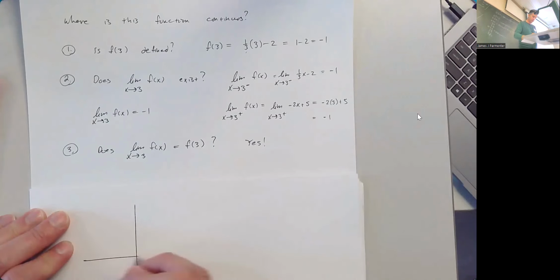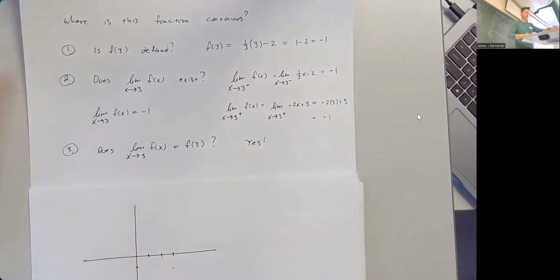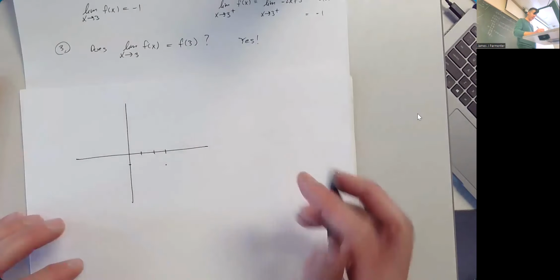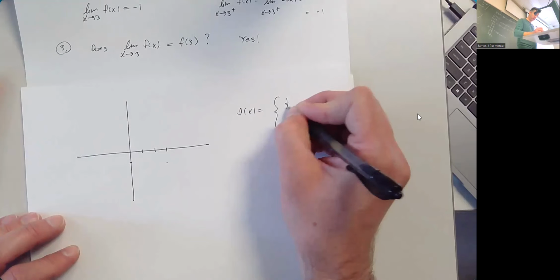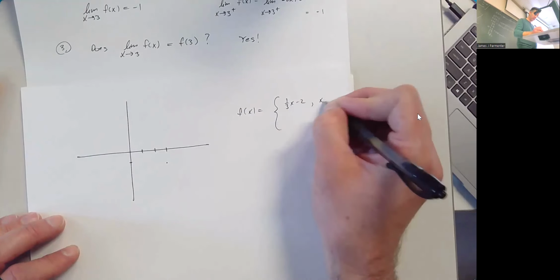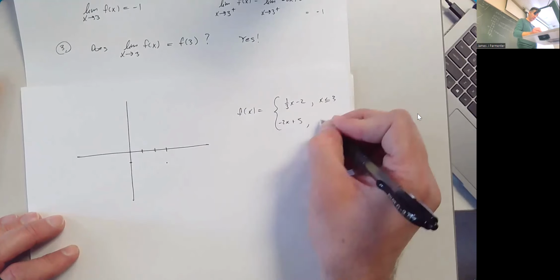So graphically, things are changing at 3. I know that f of 3 is equal to -1. We just showed that. Let me move this up a little bit so you all can see what's going on here. Let me write the function again. F of x is 1/3 x minus 2, and x is less than or equal to 3, and it's -2x plus 5, and x is greater than 3.